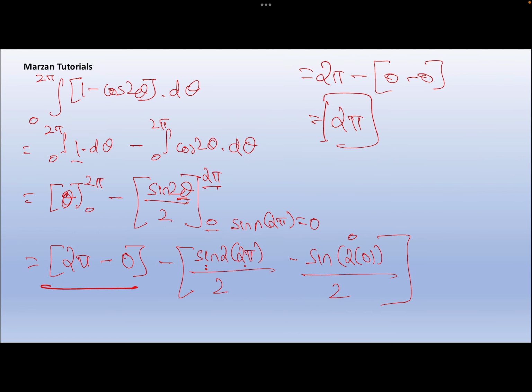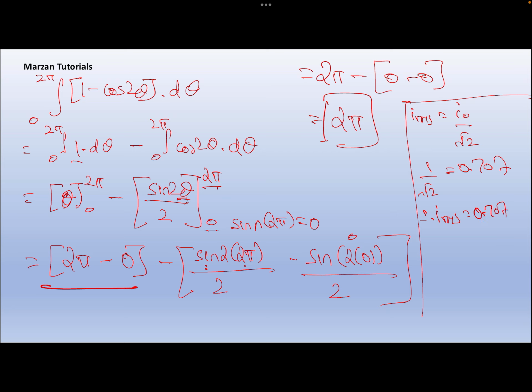So hence I'll just put a small section over here. I r.m.s is equal to I0 upon root 2, and 1 upon root 2 is how much? 1 upon root 2 is 0.707. So therefore I r.m.s is equal to 0.707 I0. This is the final formula for I r.m.s.